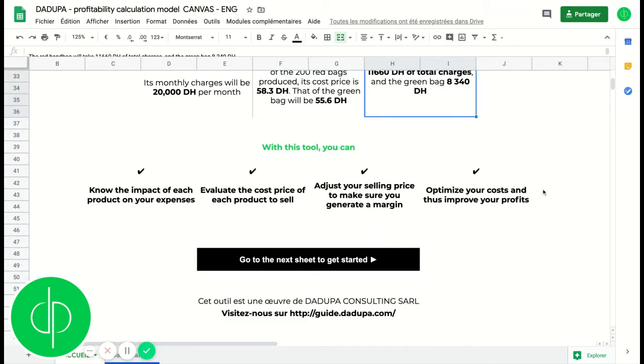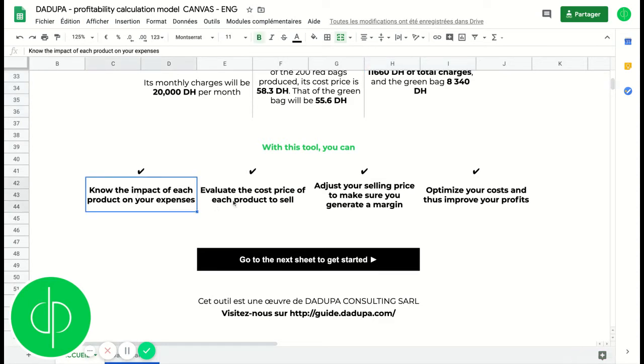With this tool, you will be able to know the impact of each product on your expenses, to evaluate the cost price of each product you are selling, to adjust your selling price, and to make sure you always generate a margin, and you will be able to optimize your cost and improve your profit. So now let's go to the second sheet.